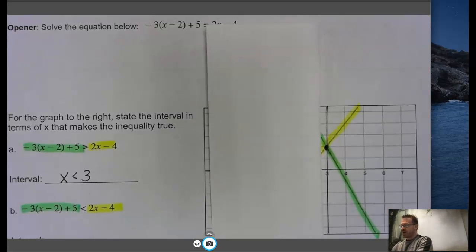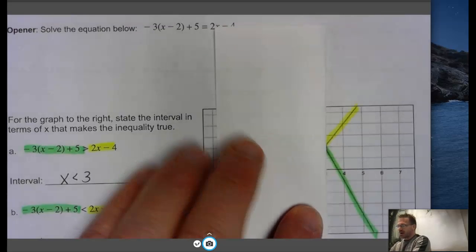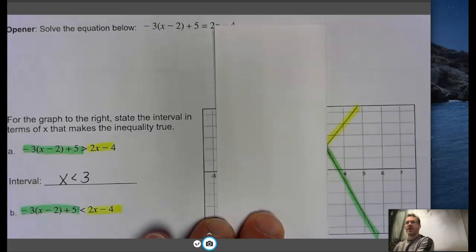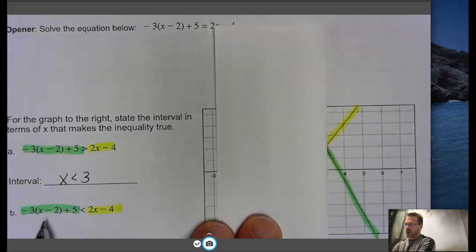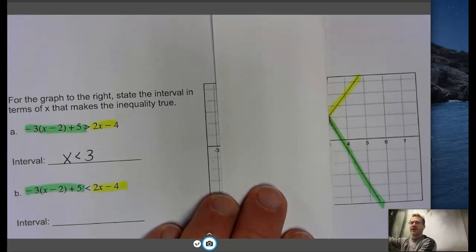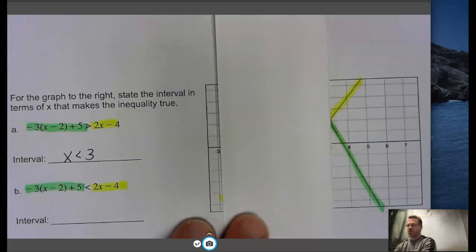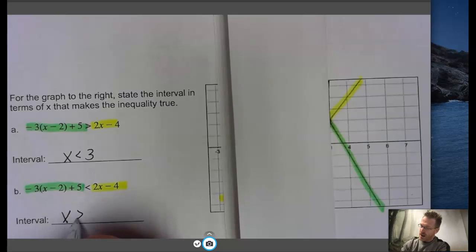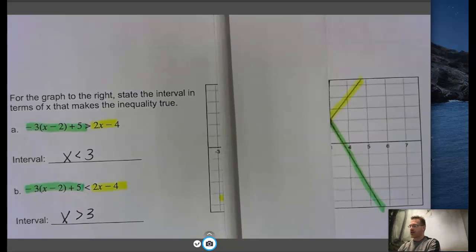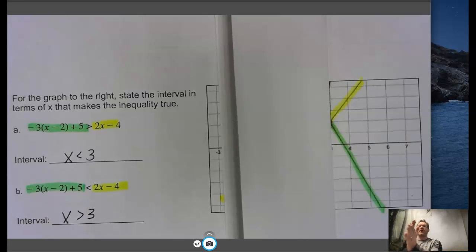All right, so now notice on the right side, the yellow graph is now above the green graph, and the green graph is below the yellow graph. So the green graph is below or less than for every value to the right of that point of intersection. Well, notice all the values to the right of 3 are bigger than 3: 4, 5, 6, 7. So that solution now would be x is greater than 3. All right? So the point of intersection, when we solve an equation, tells us where they're equal. And then on one side, one is going to be bigger than the other, and on the other side, one is going to be smaller than the other. And that's what we're looking for with an inequality.